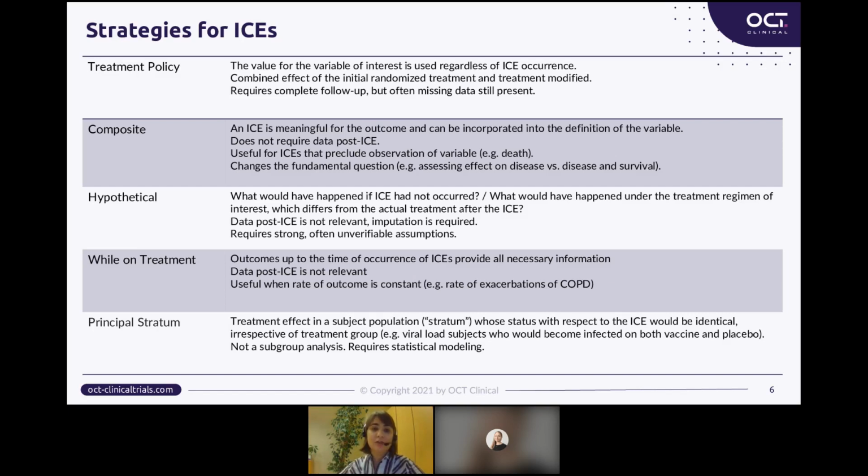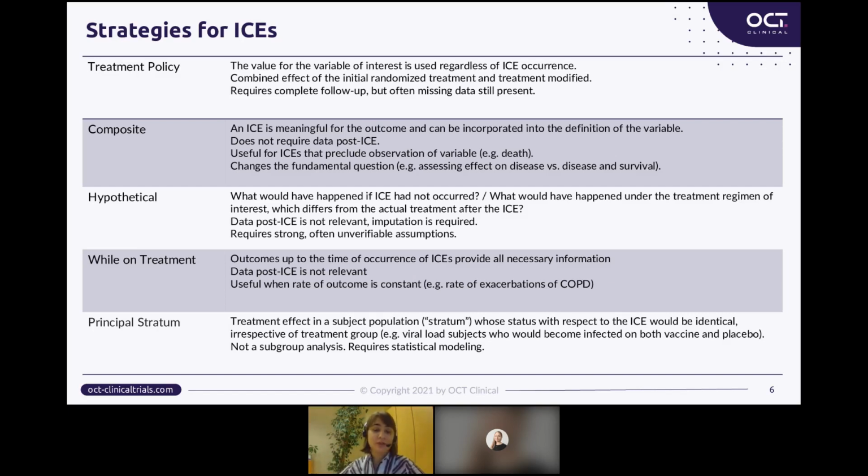Composite strategy is to include the intercurrent event into the variable definition. It can be justified when the intercurrent event itself provides all necessary information or represents the most meaningful outcome. For example, the need to take rescue medication because of poor efficacy or to undergo a surgery may be considered such meaningful outcomes and be integrated in the variable definition as favorable clinical outcome and no use of rescue medication or no surgery.